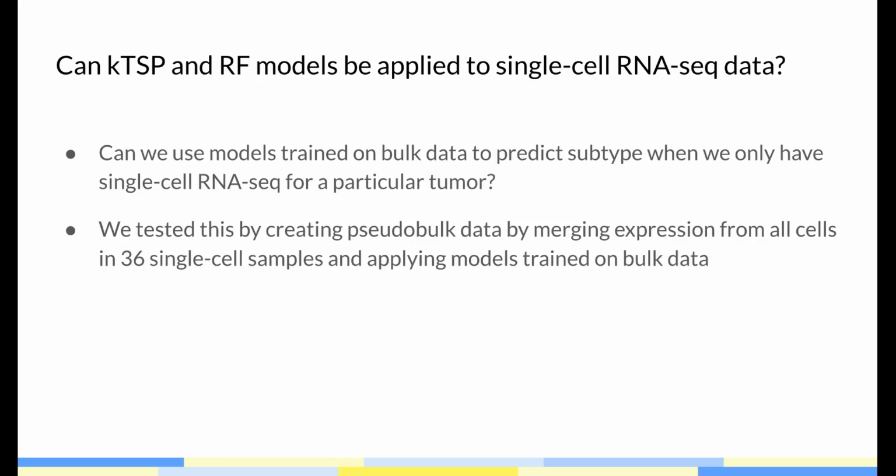Can these KTSP and random forest models now be applied to single-cell RNA-seq data? Can we use the models that are trained on bulk data to predict subtype when we only have single-cell RNA-seq data available for a particular tumor? We tested this by creating pseudobulk data. We merged expression from all cells in 36 single-cell samples, and we applied the models that were trained on bulk data to this pseudobulk data set.